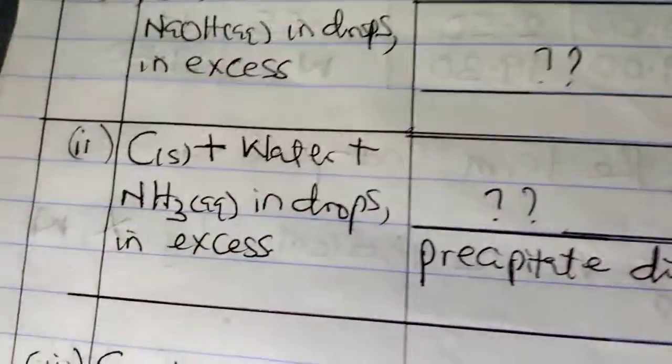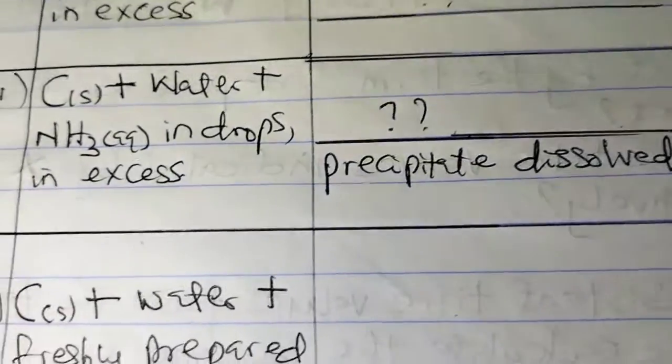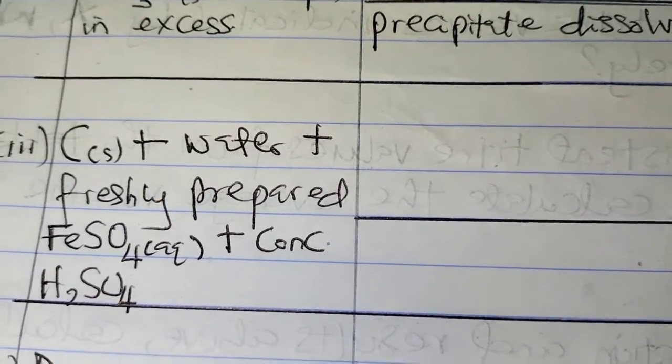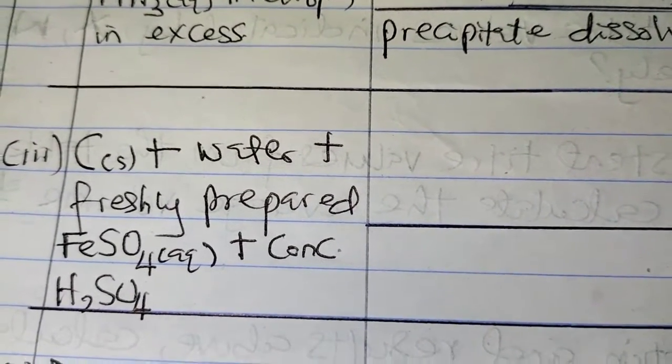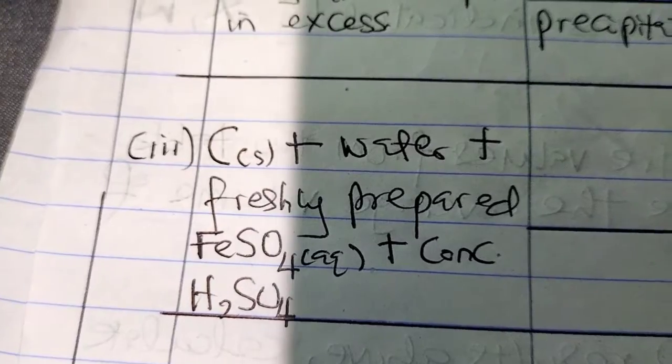Triple I says, B triple I, not C. Triple I says C solid plus water plus freshly prepared iron 2 sulfate aqueous plus concentrated H2SO4. We are to fill in the observation. The inference is given to us, which is nitrate ion, NO3 minus. So we are to fill the observation for that B triple I question. So we'll go to the solution and see what we have there.